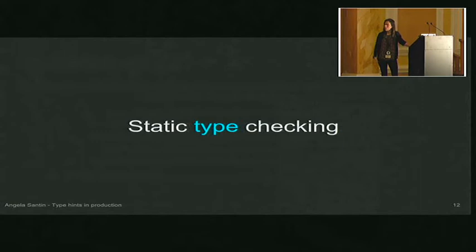So we know what a type is. What is static type checking? Well, static checking, let's define that first. Static checking is checking for errors before runtime. So if we already know that, then static type checking is checking for type errors before runtime.